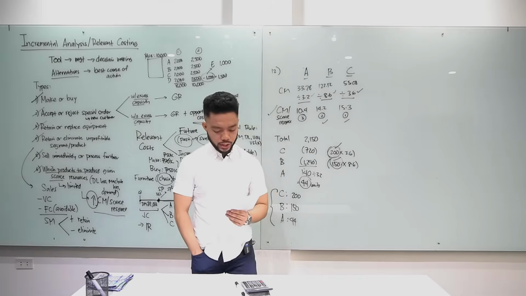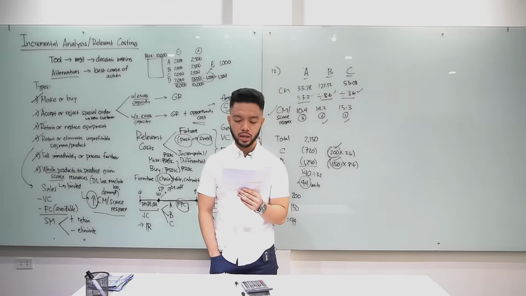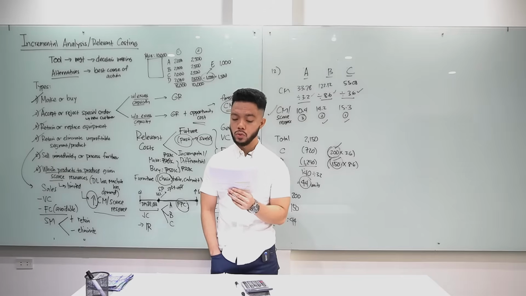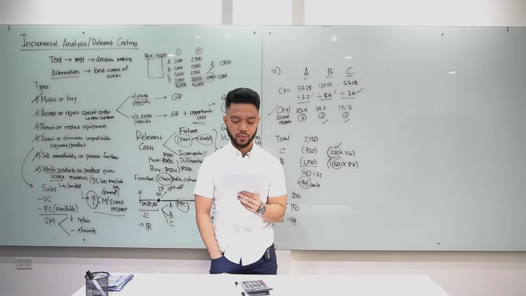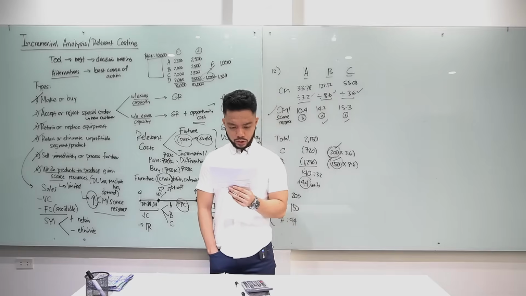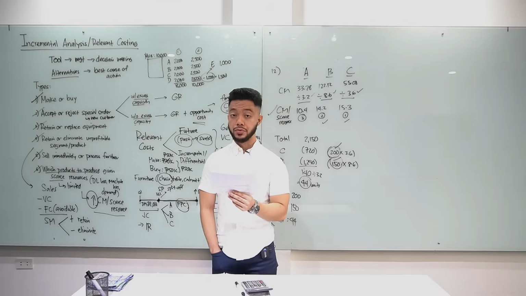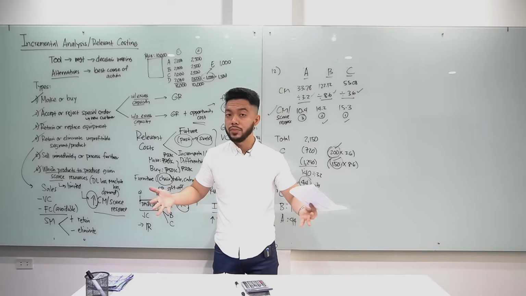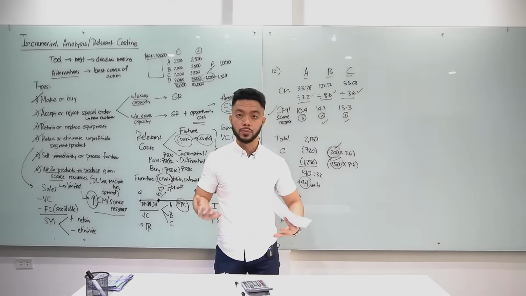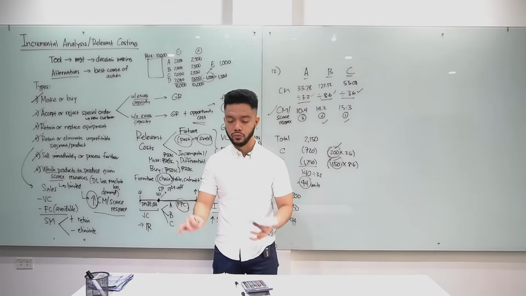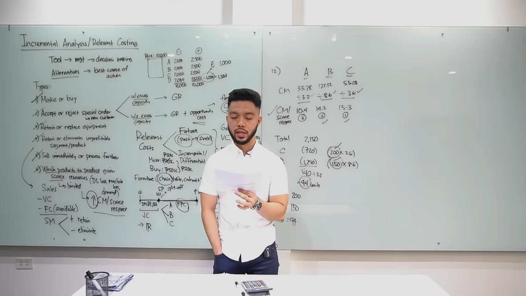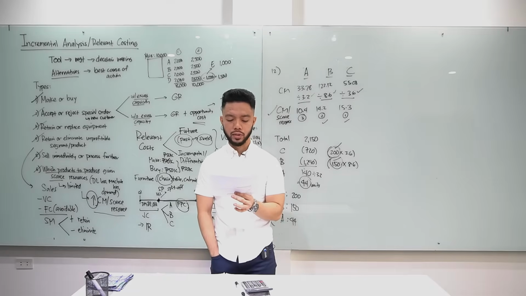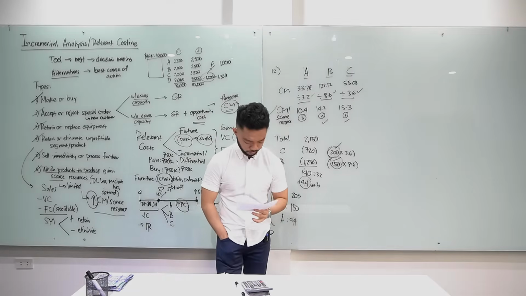Number 10, in considering a special order that will enable a company to make use of its present idle capacity, which of the following costs would be irrelevant? A, fixed factory overhead that can be avoided, relevant yan. Materials, relevant yan. Depreciation on the factory building, well, wala naman sinabi na avoidable siya. If the problem is silent, yung fixed cost, unavoidable. Okay, C yung answer mo dyan, irrelevant yan. Direct labor is relevant. For number 10, it's letter C.